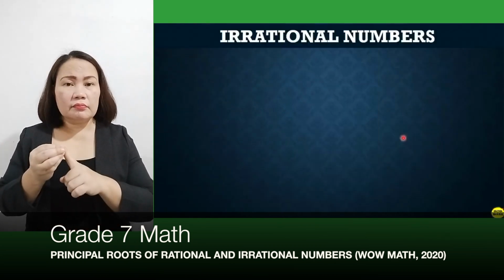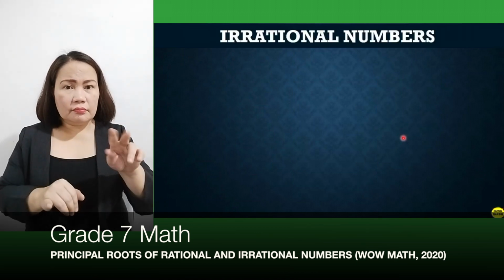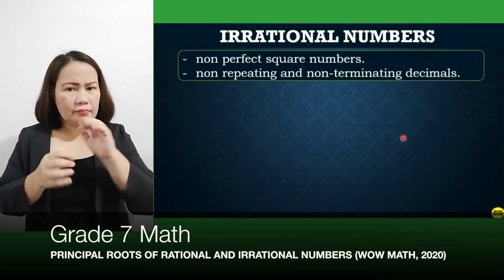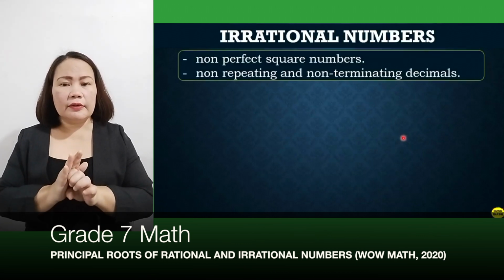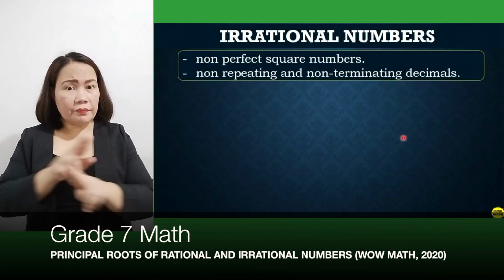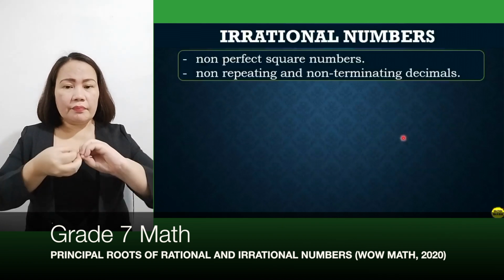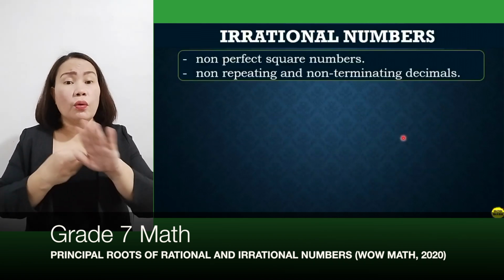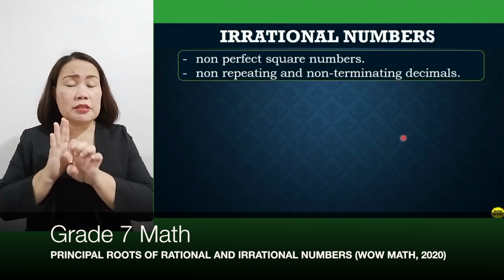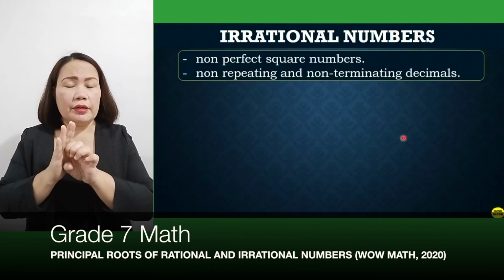Next, how about irrational numbers? So, what are those irrational numbers? One example of this is the non-perfect square numbers. Like earlier, the given numbers were all perfect squares. That's why those are all considered rational numbers.